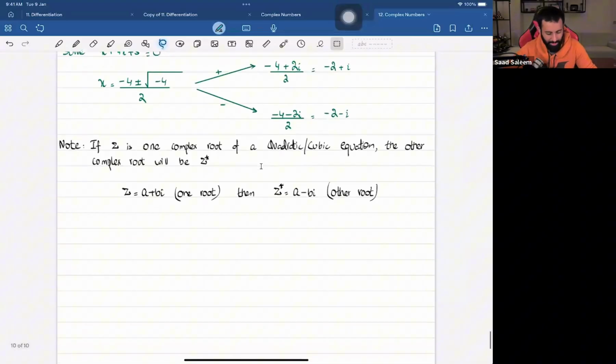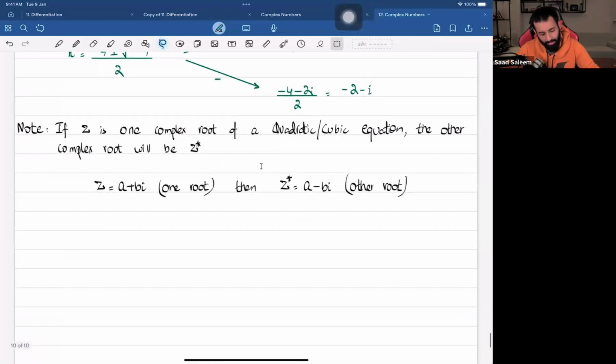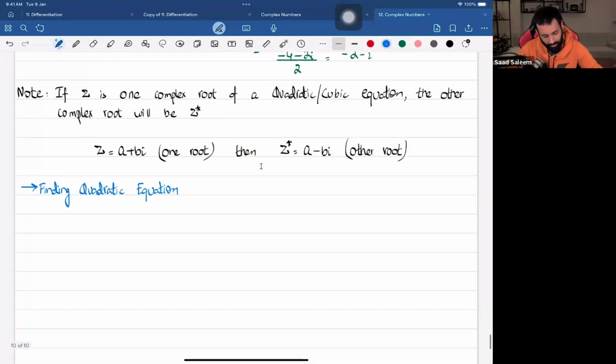But in the exam, sometimes you will be given the roots of a quadratic, not a quadratic, it's usually cubic. You will be given the roots of a cubic equation, and you will be asked to go back to the cubic equation. So that's what we're going to learn right now. We're going to learn how to find the quadratic equation, and the same concept applies to a cubic equation as well.